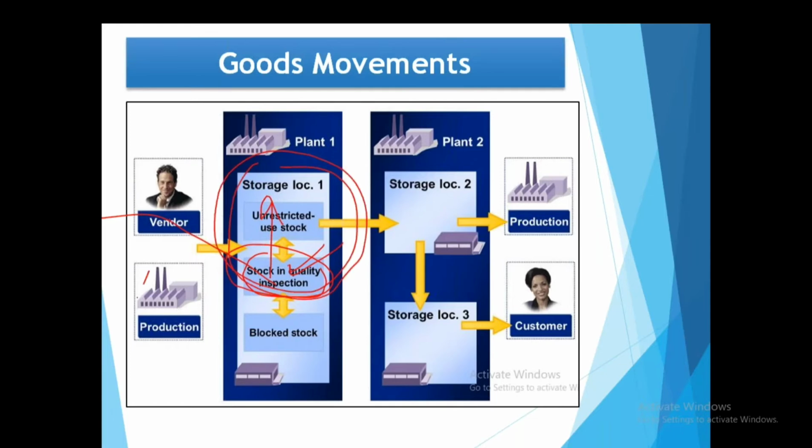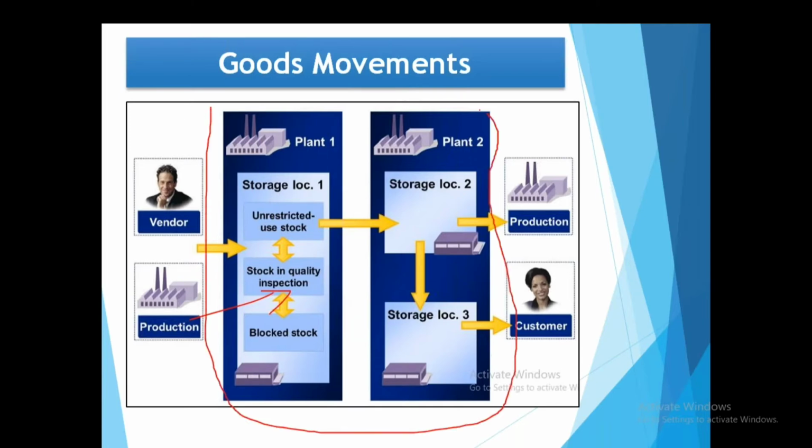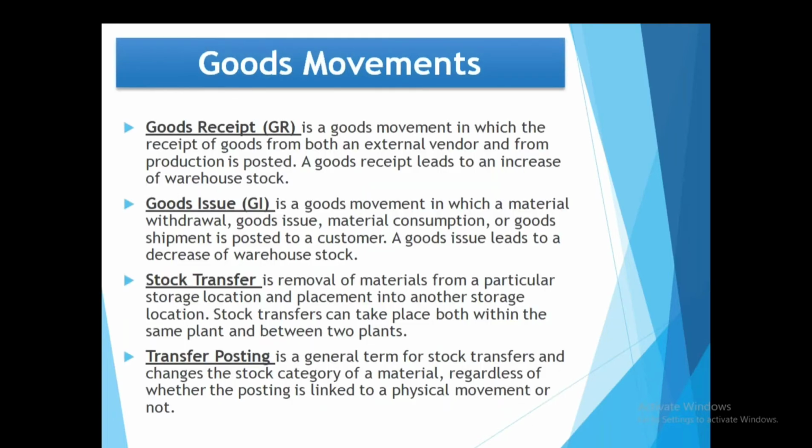Now let's say you completed a production. Once you produce the product, you receive the material into stock. So this is again internal goods movement. Sometimes within the organization, you move the stock from one plant to another plant, or one storage location to another storage location. So this is again internal movement. Now once the production is completed, you sell the product to the customer outside. Then this will be an external movement. So goods movements can be either internal or external.